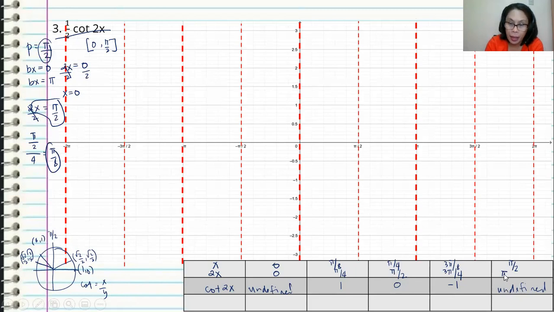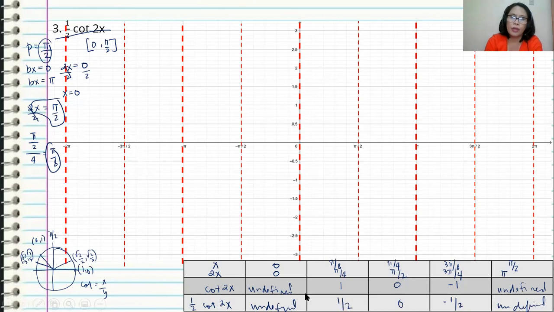cotangent pi. Now, let's work on the last part, wherein we're going to evaluate 1 half of whatever the value of cotangent 2x. So everything will be multiplied by 1 half. So this remains undefined. So this is 1 half. This is 0, negative 1 half, and this is undefined.